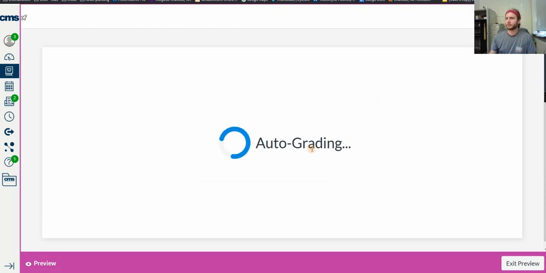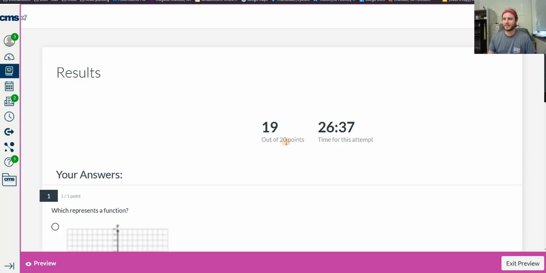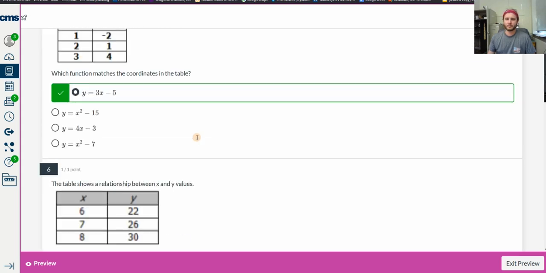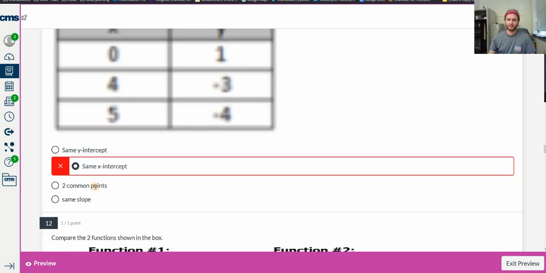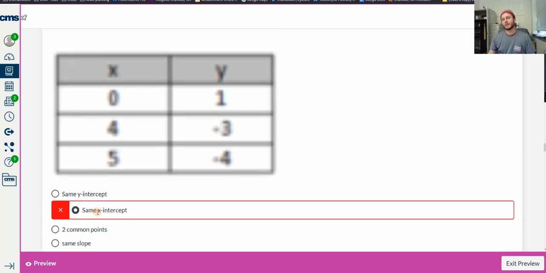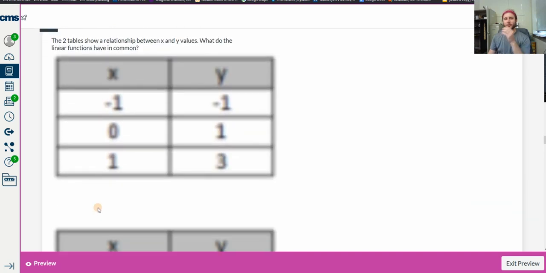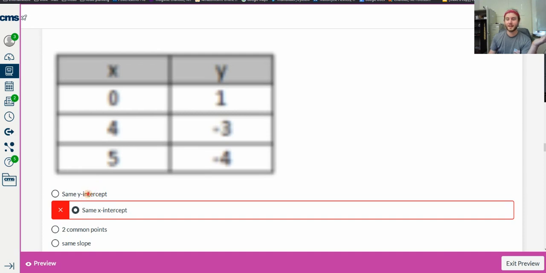Let me double check, make sure there were no typos in that. Oh, there is one. Which one do I have grading incorrectly? I selected the same x-intercept. I'm such a fool. For number 11, I even told you it's the same y-intercept, and I selected the x-intercept. I'm so sorry if you watched this and I said that, but I'm not going to go back and re-record another half hour. So that's going to do it for this.